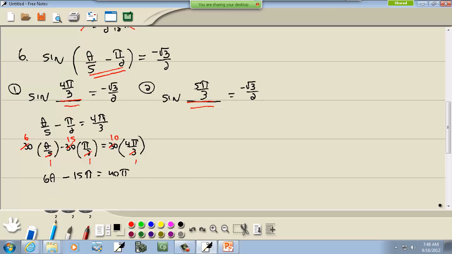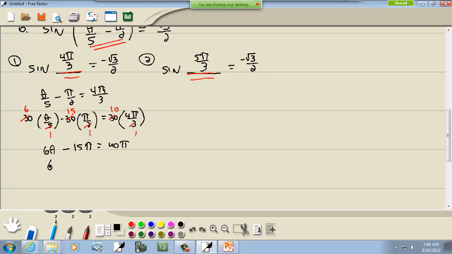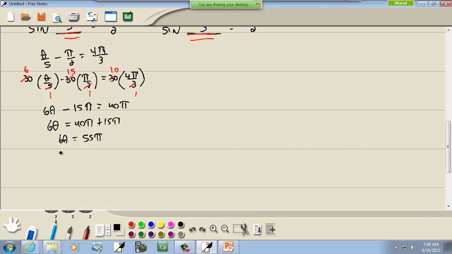Well, I'm going to take the negative 15 pi to the right side. It becomes a positive 15 pi. 40 plus 15 gives us 55 pi. And then divide both sides by 6. And we get theta is equal to, how many times did 6 go into that? 9? 9 and 1/6 pi?